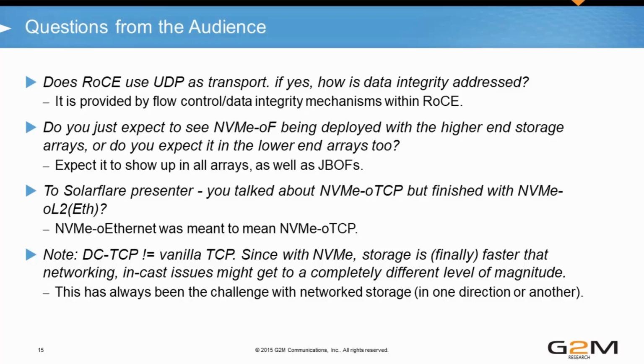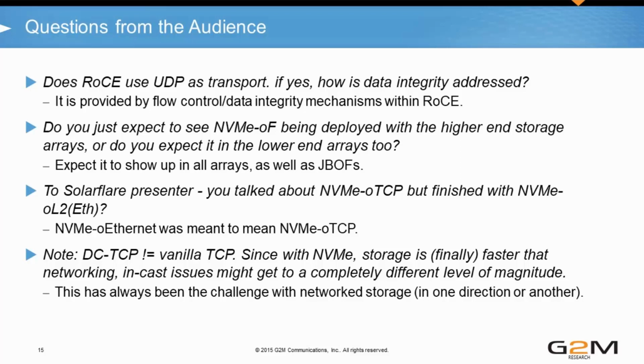Thank you. That's correct. And then the second part of the question was notes: DC data center, I assume that means equals TCP. That's not vanilla equals TCP, since with NVMe storage is finally faster, the networking and caste issues might get to a completely different level of magnitude.